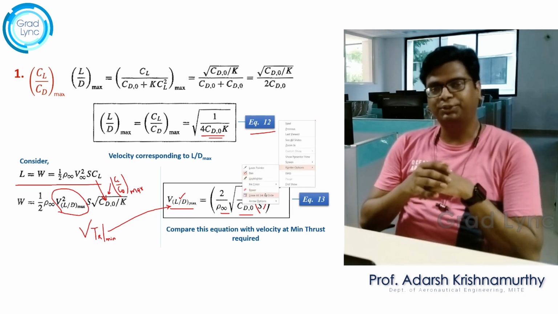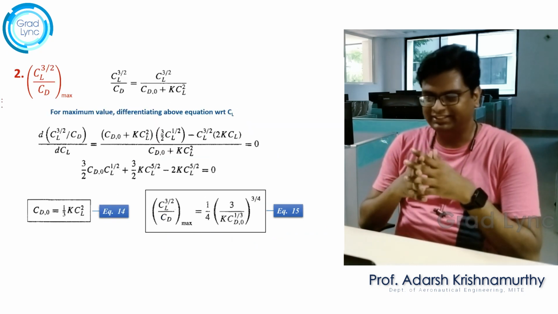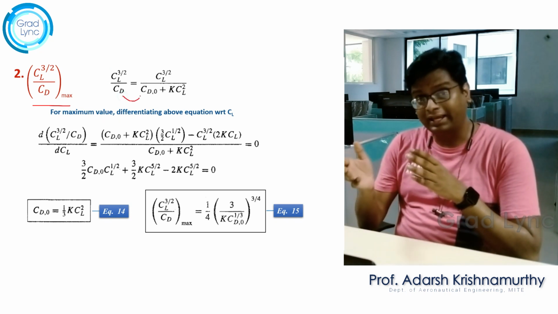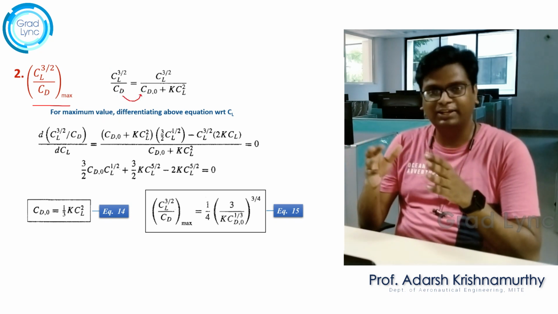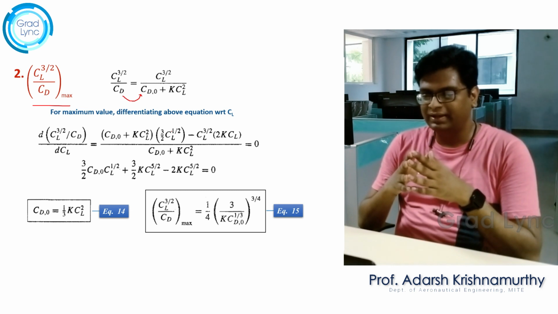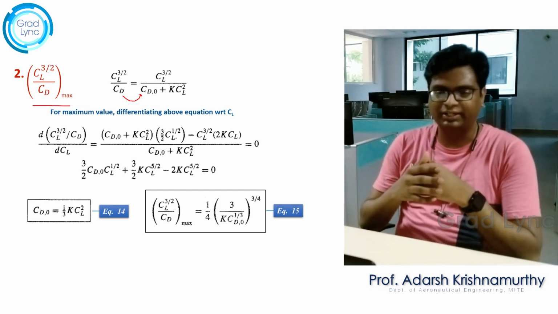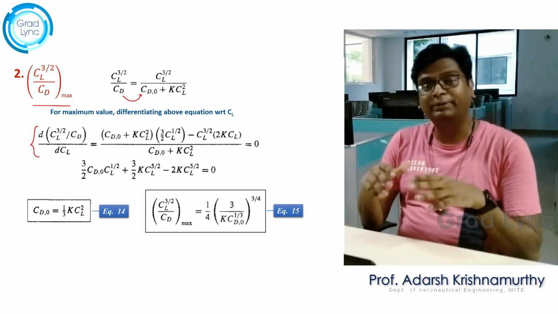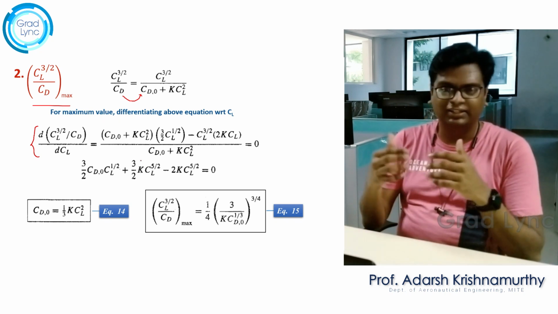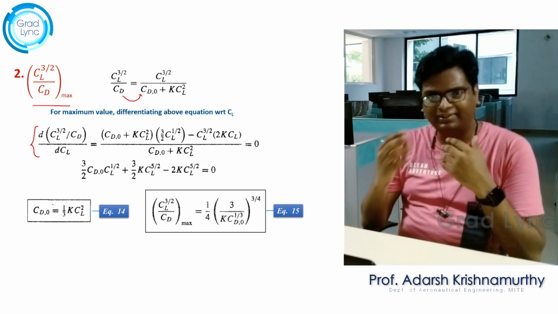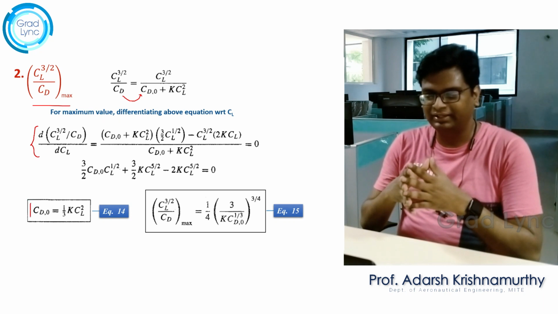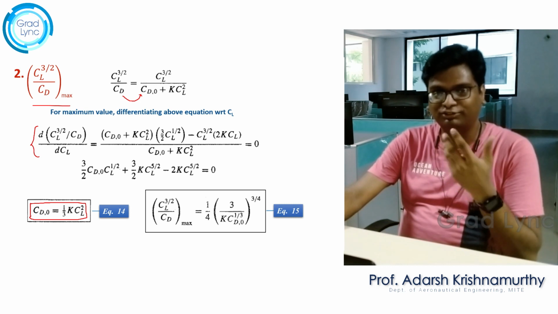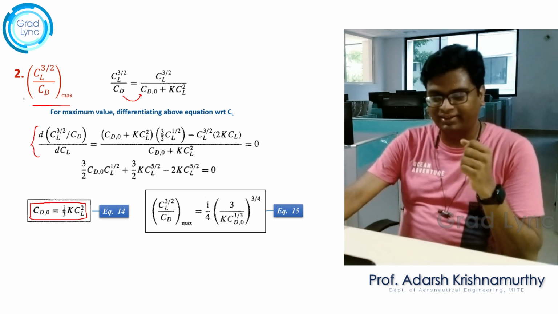Moving on to the second ratio, that is CL power 3 by 2 by CD max. Again, for the coefficient of drag value I am going to take help of the drag polar, which is CD naught plus K CL square. And to find the maximum value of this particular ratio, I am going to differentiate CL power 3 by 2 by CD with respect to coefficient of lift. The procedure is the same as the previous case. So let's try to analyze the condition. So equation 14 represents that condition where this particular ratio will be maximum. So what is the significance of this condition?